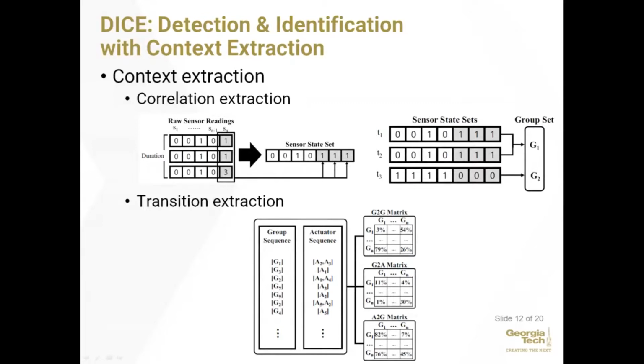The next part deals with transition extraction. So we have basically now our groups, and over time we want to know what kind of transition happened. So we can have group to group, G to G, group to actuator, G to A, actuator to group transition probabilities. So what this does is it basically computes a probability matrix of one sensor going into a different state.